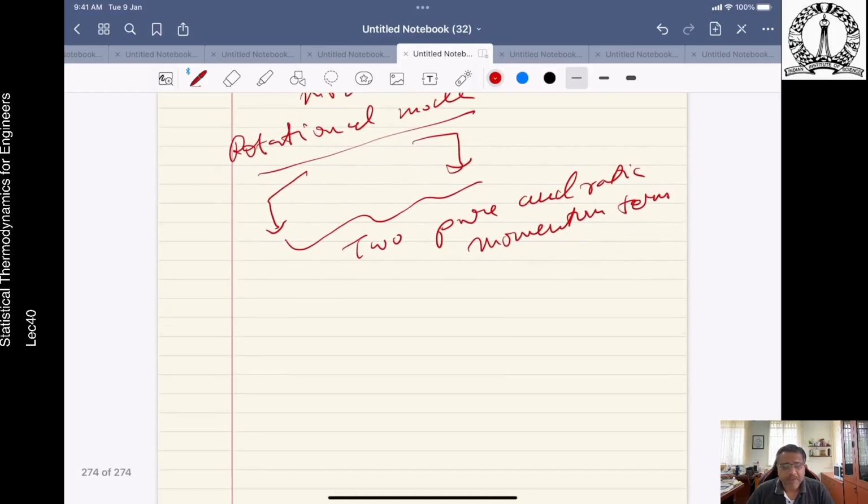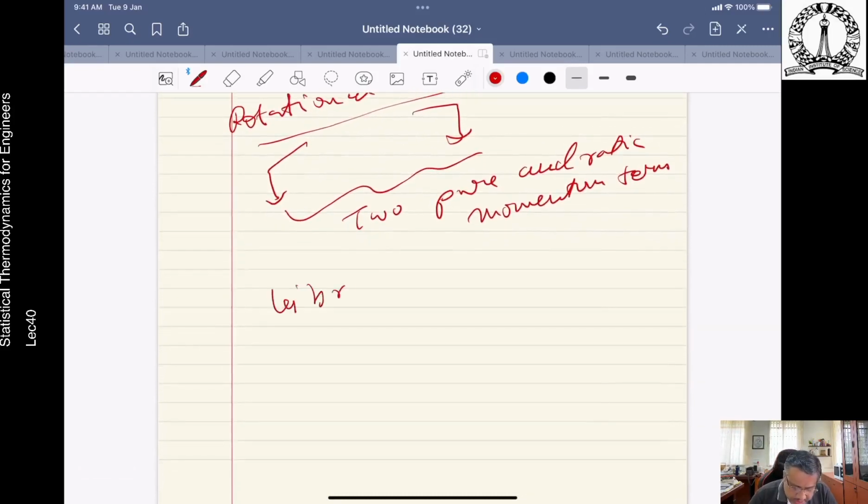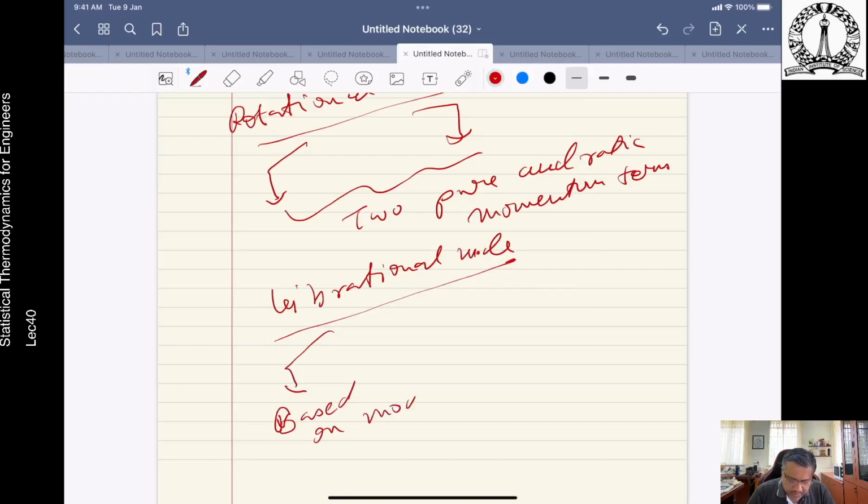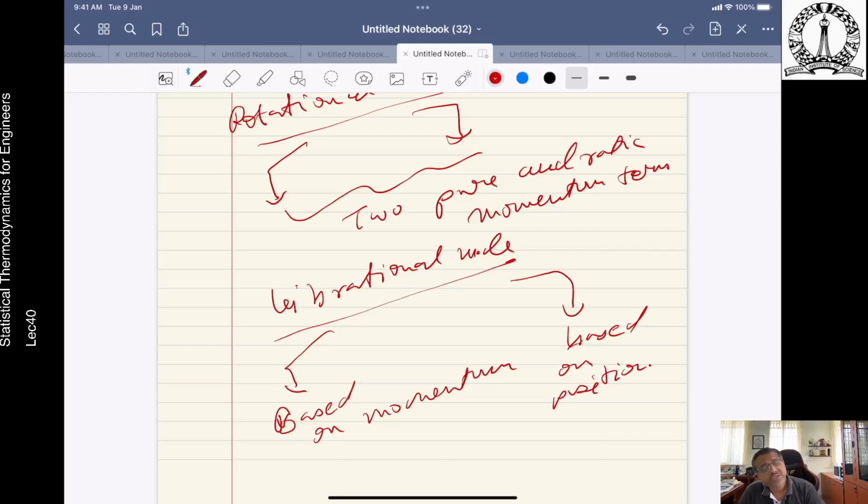Now the vibrational mode, on the other hand, has only 1 degree of freedom, but it has 2 independent quadratic terms, one based on momentum and the other based on position. The additional quadratic term arises from its potential energy, which was missing in the translational and the rotational modes.